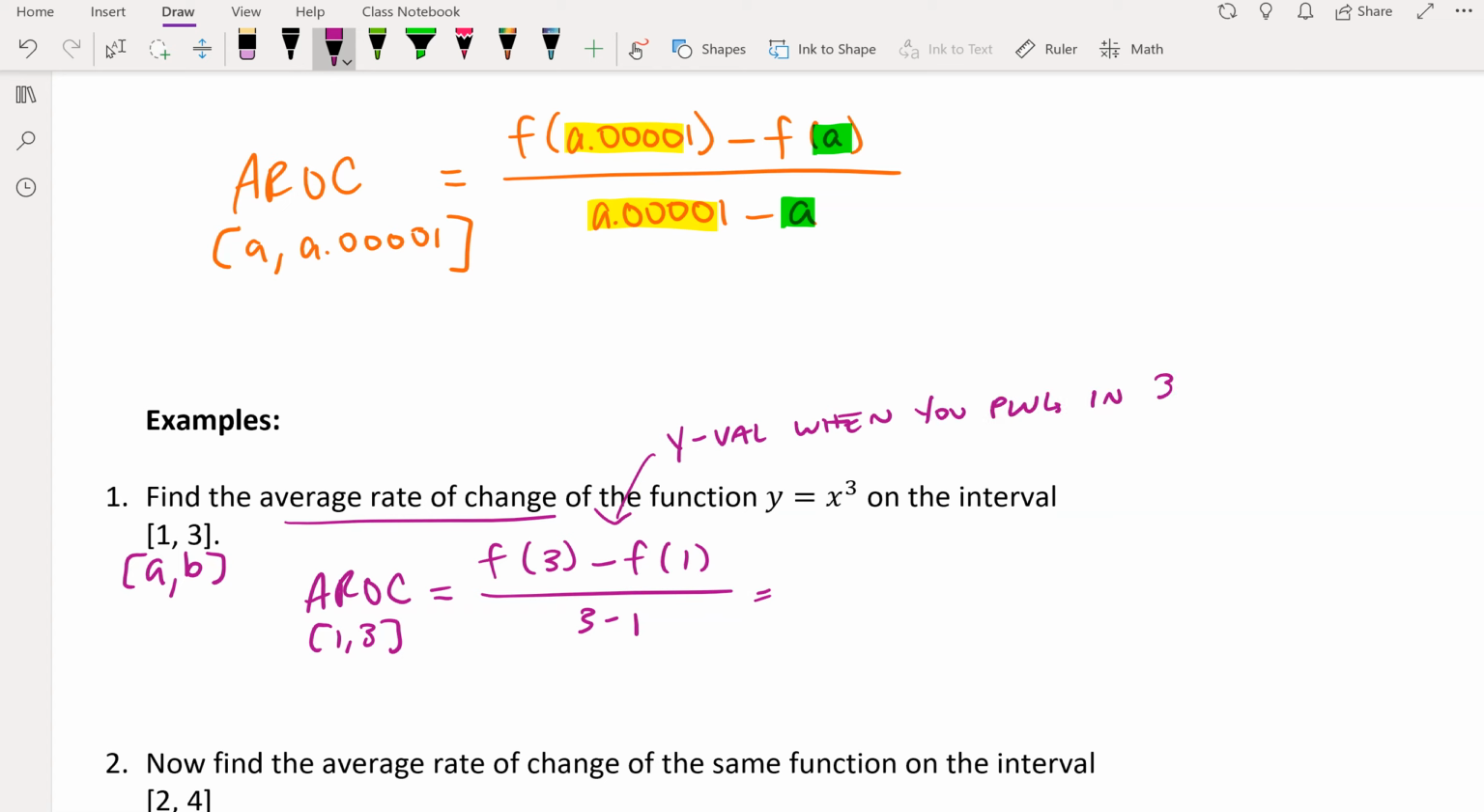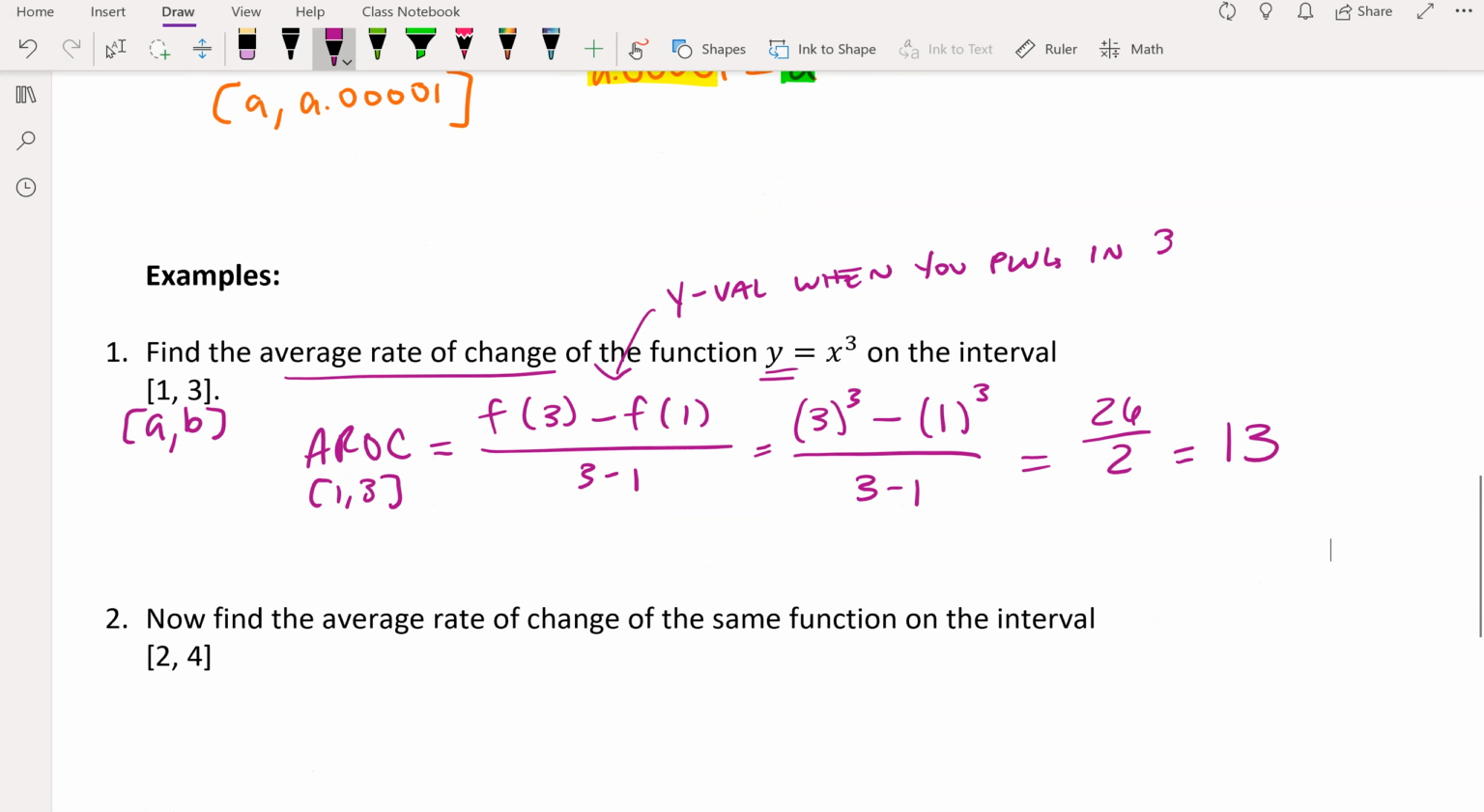Don't be scared by that. So f of 3 equals, here's y, 3 cubed, I'm just plugging in 3, minus f of 1, which is 1 cubed, over 3 minus 1. All right, if this was a short answer, you could leave your answer just like that. If it's multiple choice, you're going to have to simplify all the way. So let's go ahead and do that. That is 27 minus 1, which is 26, over 2, which is 13. Cool. Let's go on to another one.